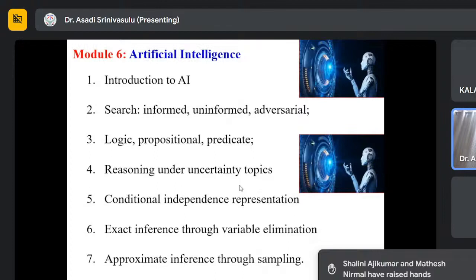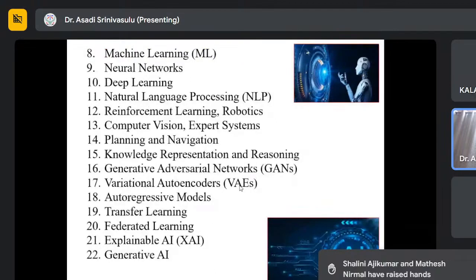Here I'm going to explain logic and propositional predicates, reasoning under uncertainty topics, the A-star algorithm, approximate inference through sampling, and machine learning, neural networks, deep learning, and GANs, generative adversarial networks.